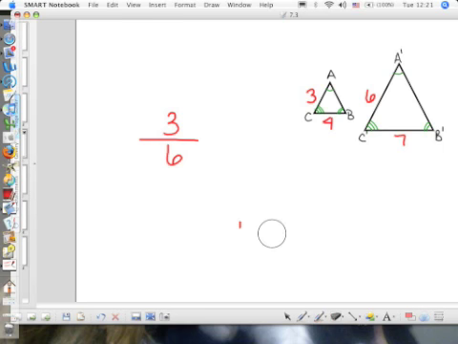But if the question was, find the measure of x that would make those two triangles similar, what would that answer be? 8. X would have to be 8 because 3 is half of 6 and 4 is half of 8. All right?